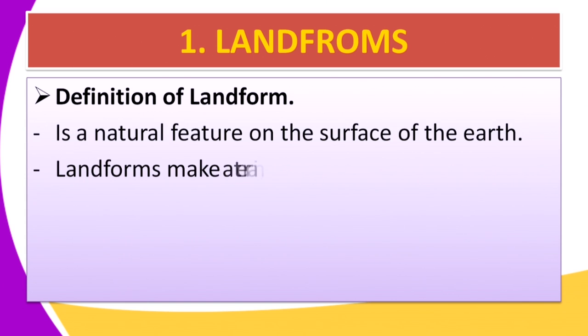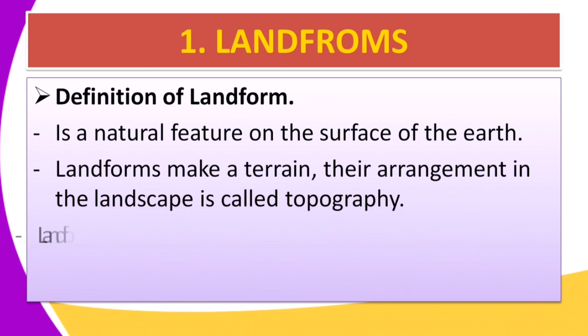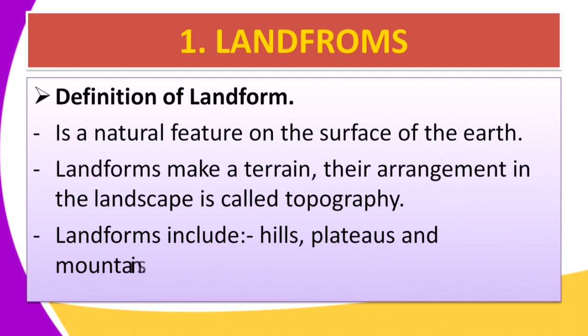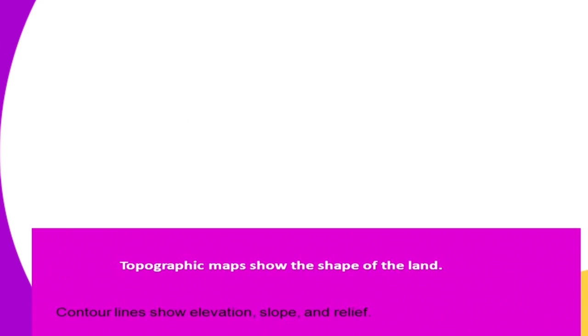To define a landform, it is a natural feature on the surface of the earth, and these landforms make a terrain, and their arrangement in the landscape is called a topography. So out of a natural feature on the surface of the earth, we have a terrain, and out of this terrain is what we will have a topography. And so the landforms include hills, plateaus, mountains, gentle slopes, etc.